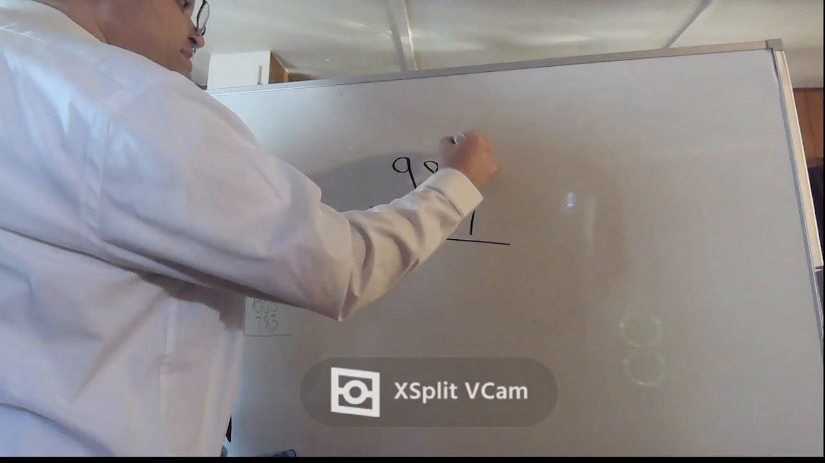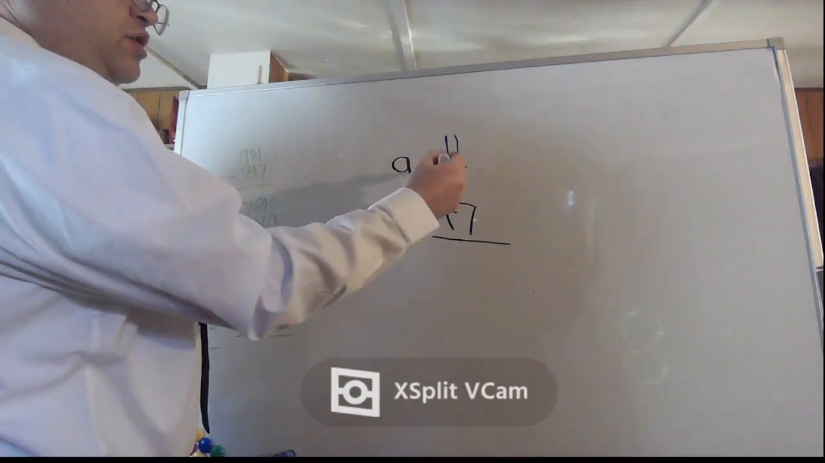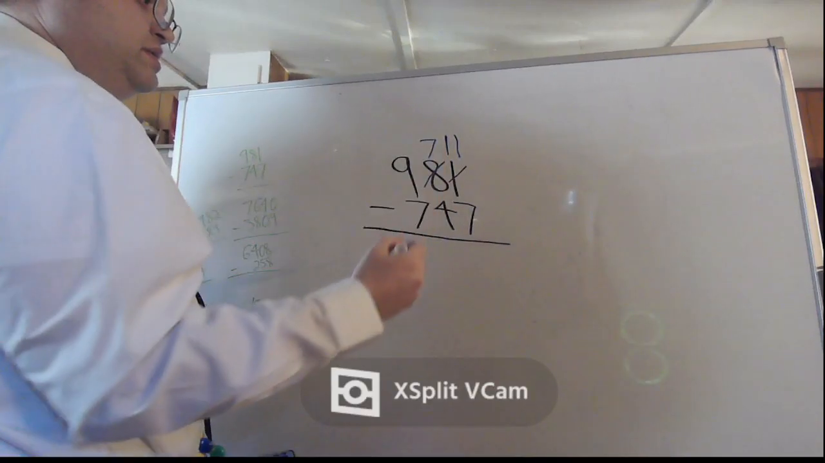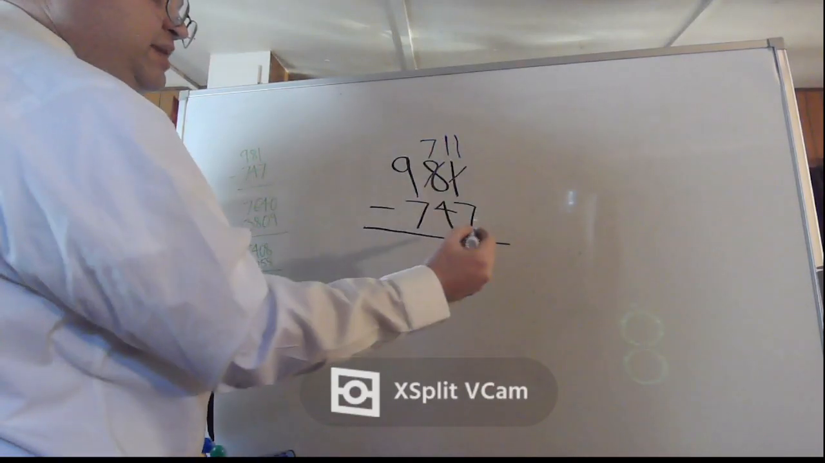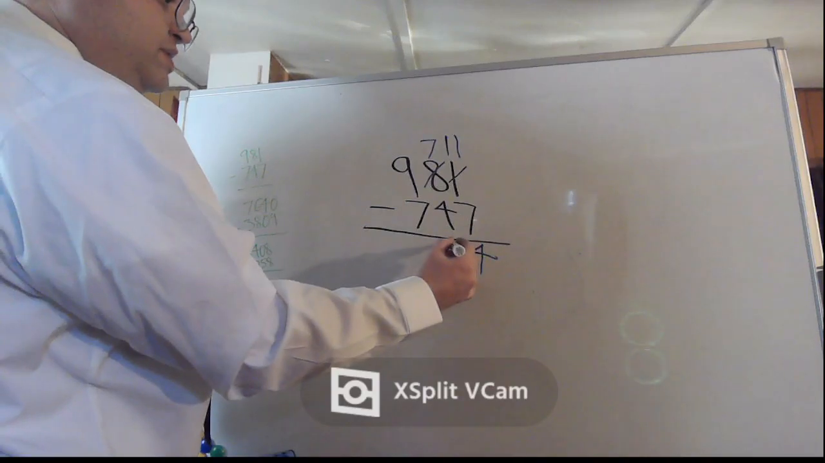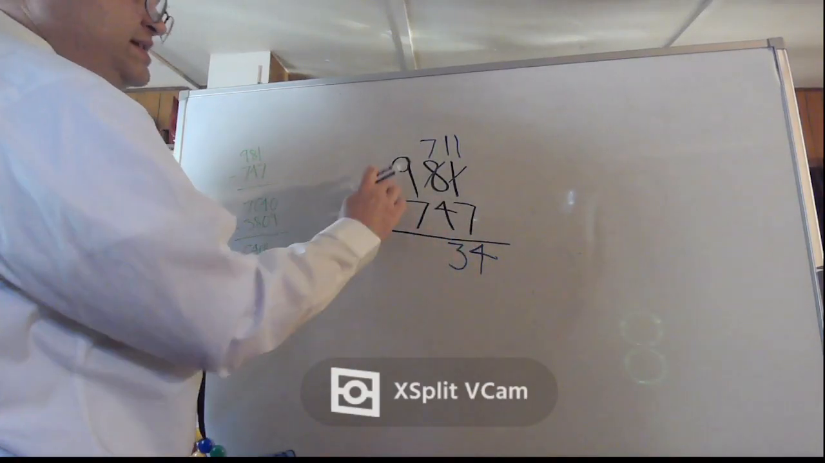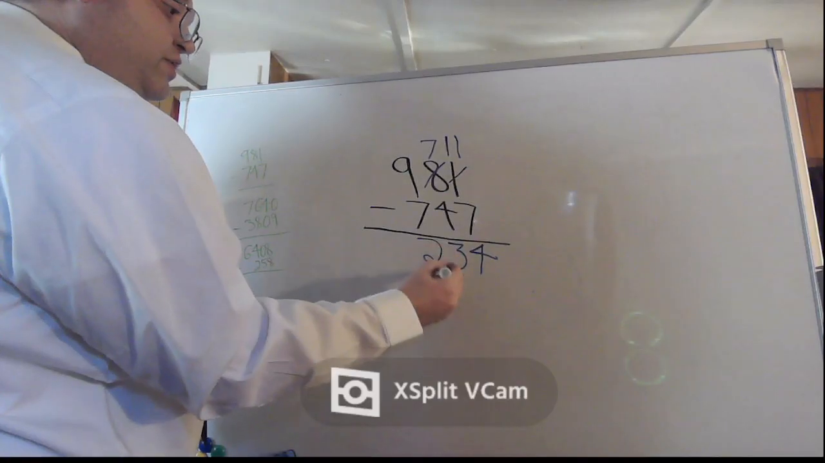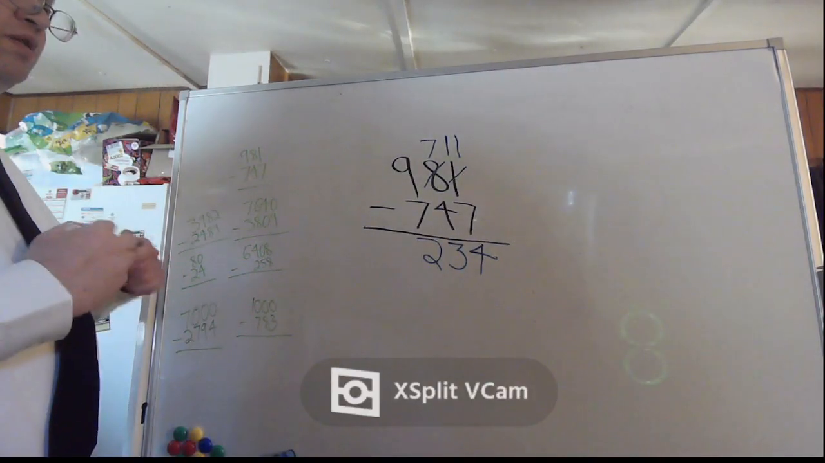That 1 becomes an 11. We have to borrow 1 from the next place over, from the 8. That becomes a 7. So we have 11 minus 7 is 4. 7 minus 4 is 3. The 9 was unaffected in the hundreds place, so 9 minus 7 is 2. Your answer would be 234.